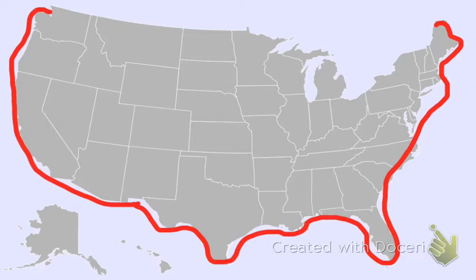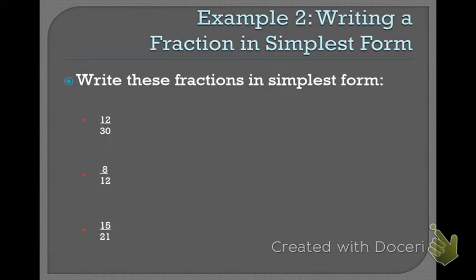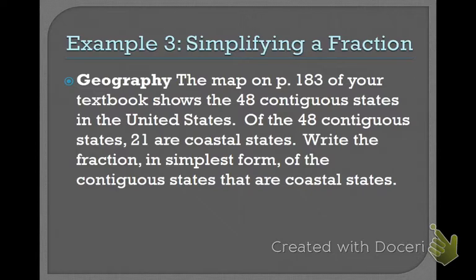So here's what it wants you to do. It wants you to form a fraction that shows the relationship between contiguous states and coastal states. All right, so let's go back over to example 3. In example 3, it says, we saw the picture of the map. Of the 48 contiguous states, 21 of them are coastal states. Write a fraction in simplest form of contiguous states that are coastal states.